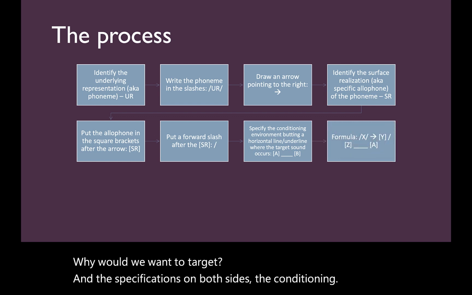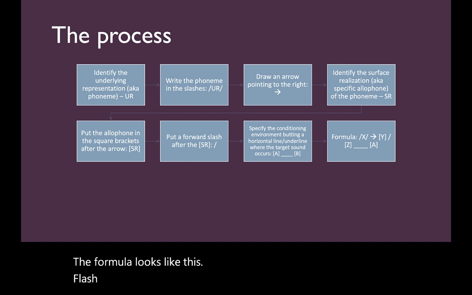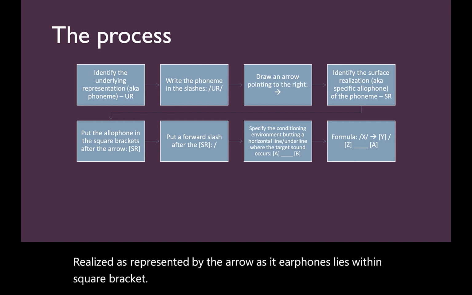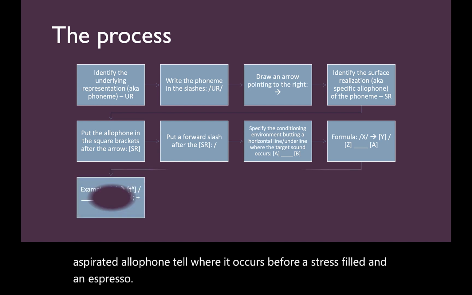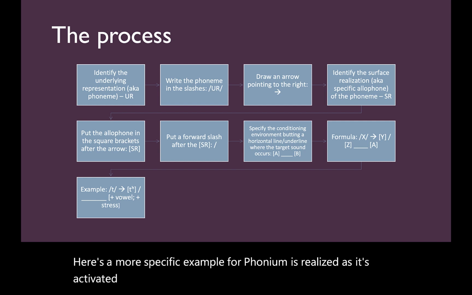So, the formula looks like this. The phoneme X, written in slashes, is realized, as represented by the arrow, as the allophone Y, written in square brackets, in the environment between A and B. Here is a more specific example. The phoneme T is realized as its aspirated allophone T when it occurs before a stressed vowel.